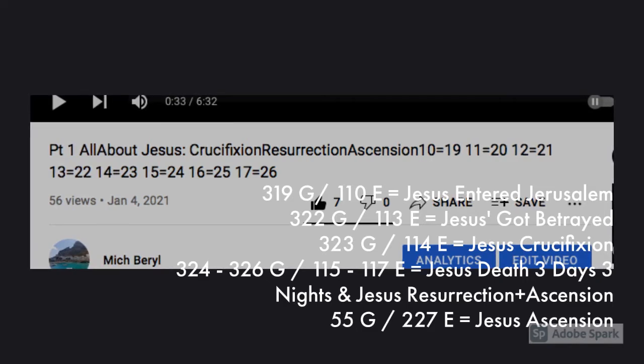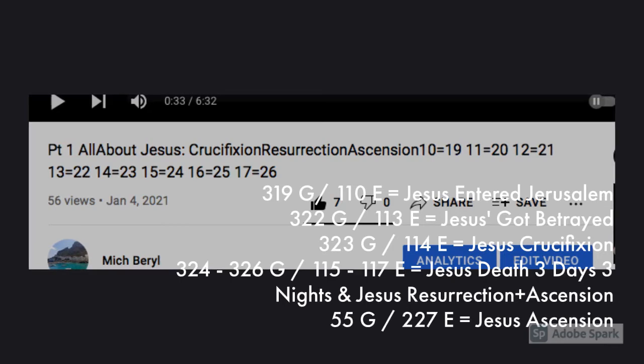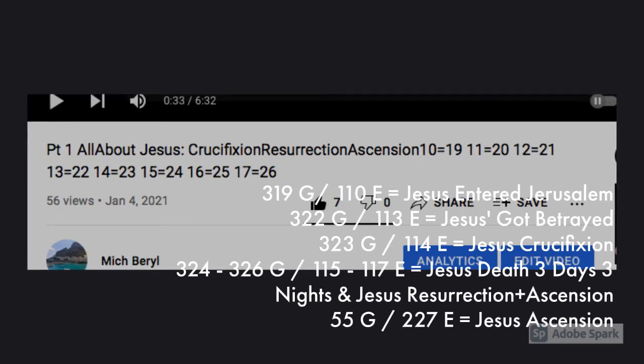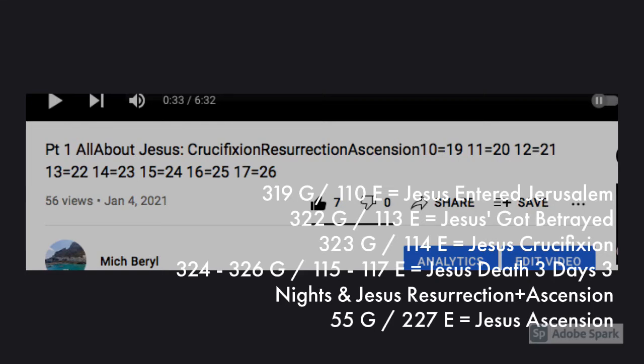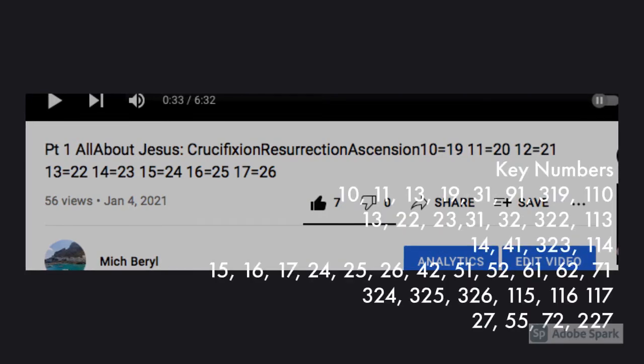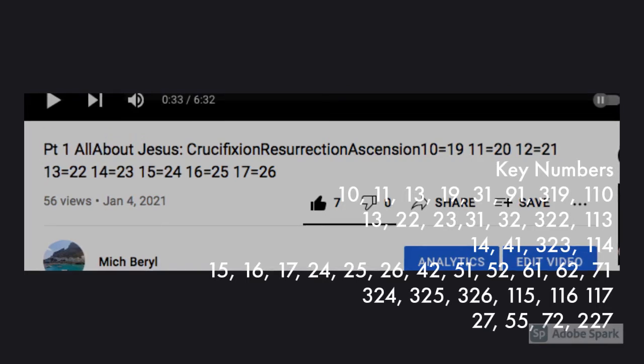Then the 14th is the 23rd, which is the full moon. Jesus got arrested and crucified. Then 24 is 15, 16 is 25, 17 is 26. Then after 44 days from his arrest and crucifixion, it was the second month, 27th day, Jesus ascended to heaven. Here I've broken down the numbers, so you can pause the video and go through the numbers.